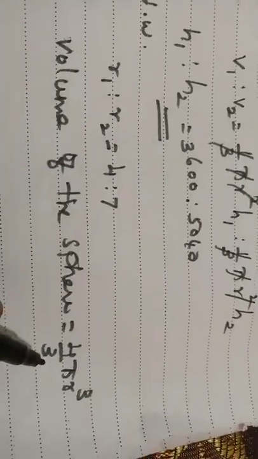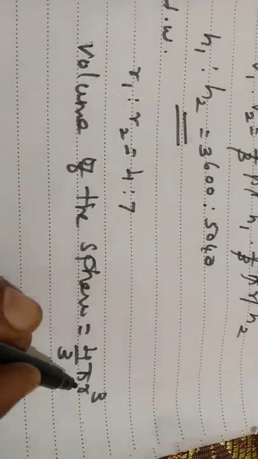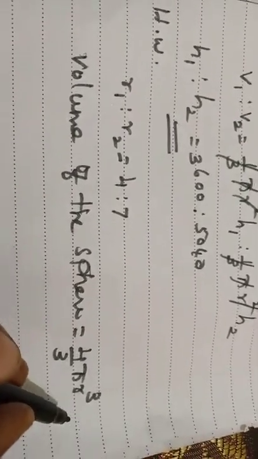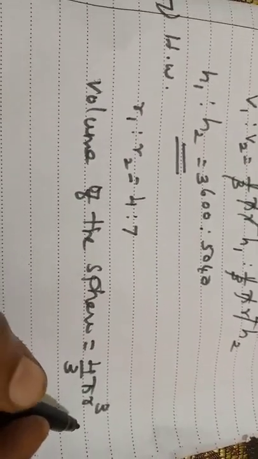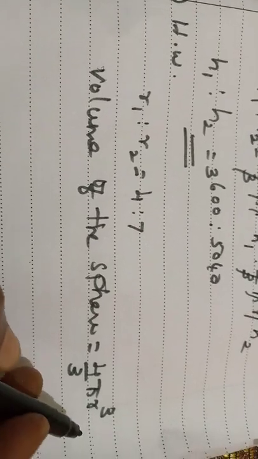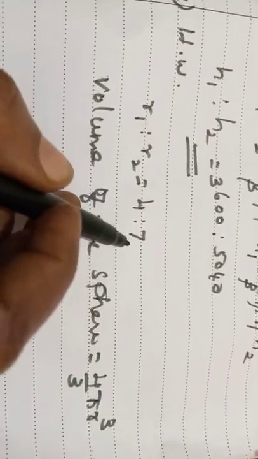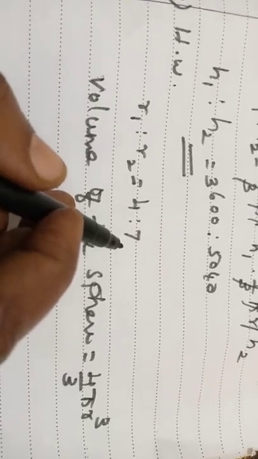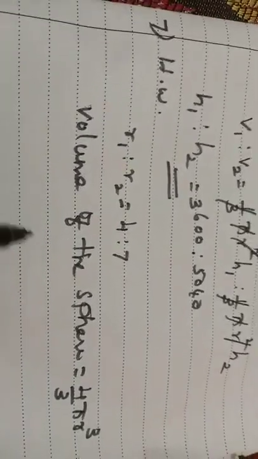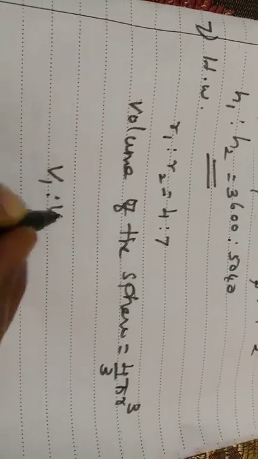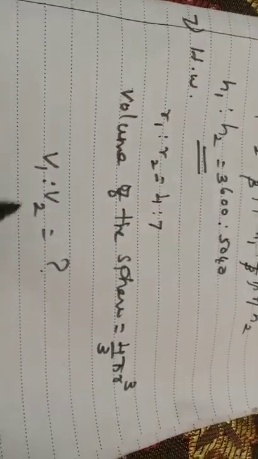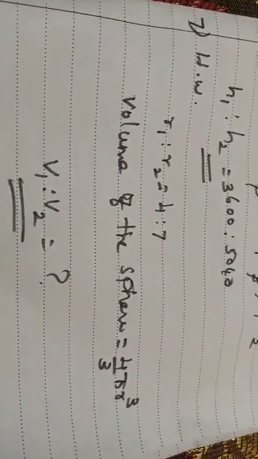R1:R2 is there, so you have to take the ratio: 4/3 pi R1 cube over 4/3 pi R2 cube. Here R1 is 4 and R2 is 7. Write both values and cancel. You will get the answer. V1:V2 you have to find out. Complete it using this formula, you can get the answer.